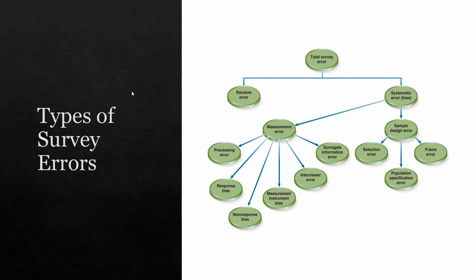And that's why we need to talk about errors, because survey error has 2 big categories. As you can see under the total survey error, there's random error. Random error we call sampling error. Sampling errors you really cannot eliminate. What you can do is increase the sample size to reduce the sampling error. That's the only way you can reduce random sampling error, by increasing sample size.